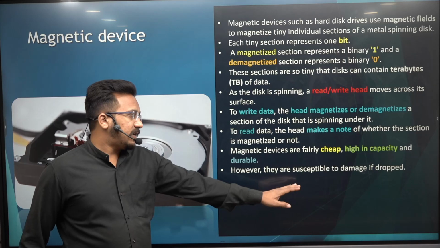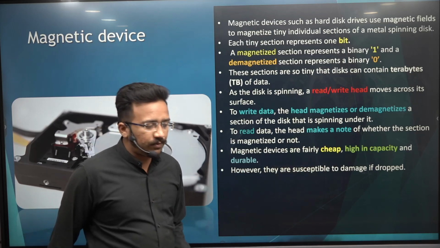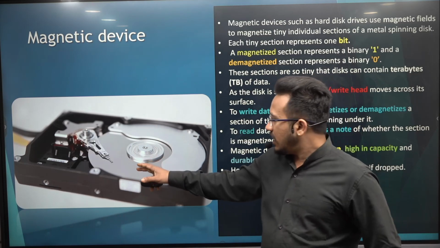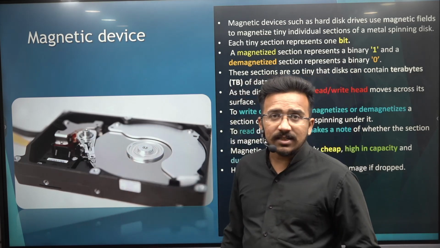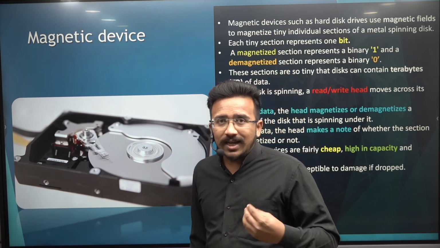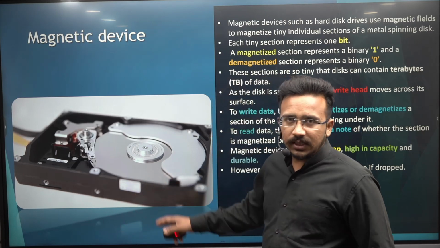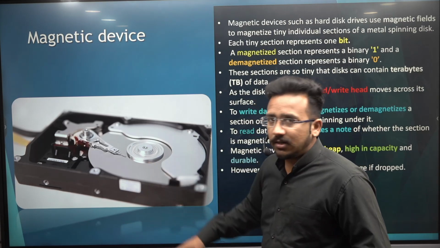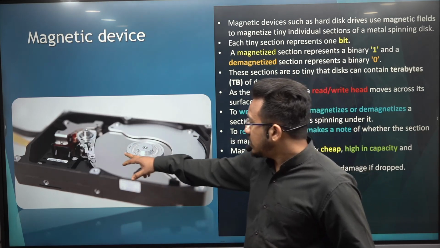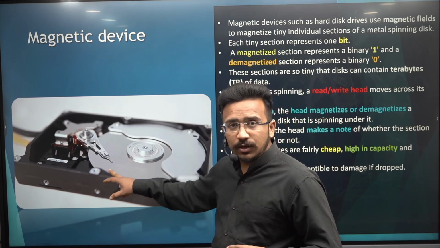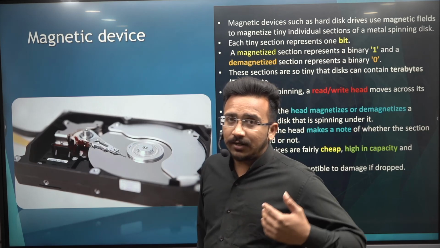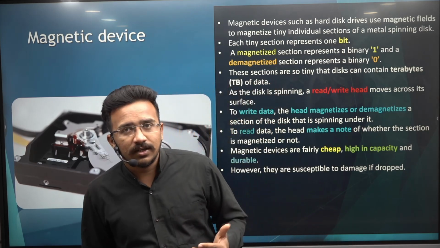However, they are susceptible to damage if dropped. If you drop it, this device can be harmed because this mechanism can be damaged, and if you damage this mechanism, it's quite hard to read the data. It gets stuck, and if the disk can't rotate on its axis, or this head can't move to the particular position, the disk will fail. You can't read this disk.